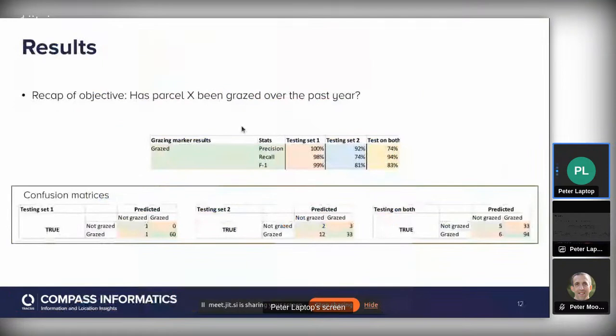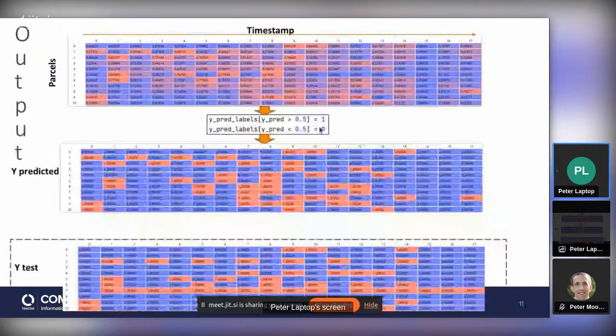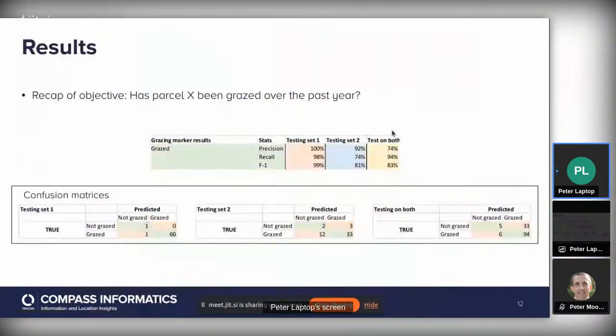So here's a brief overview of the results. The objective of the grazing marker was to determine whether or not a certain parcel has been grazed at least once over the year. So what you do is you aggregate, on the x-axis here you have timestamp, on the y-axis here you've got the number of parcels. You aggregate everything on the x-axis, and you see if there's been at least one, it means that there's been a grazing event.